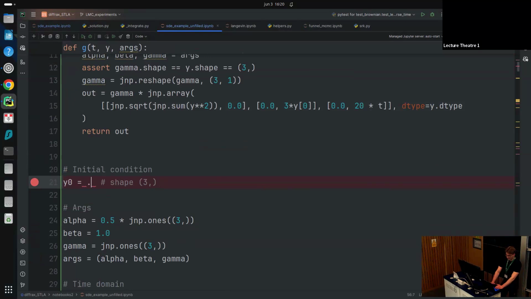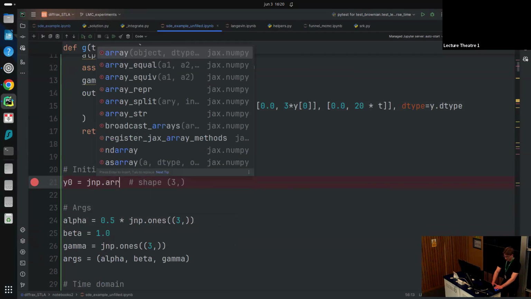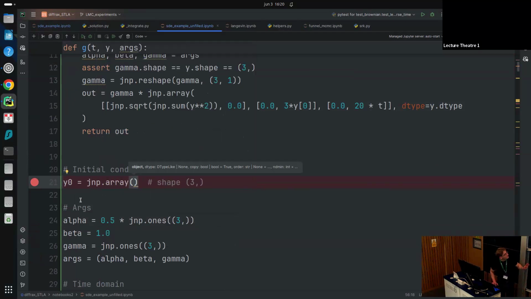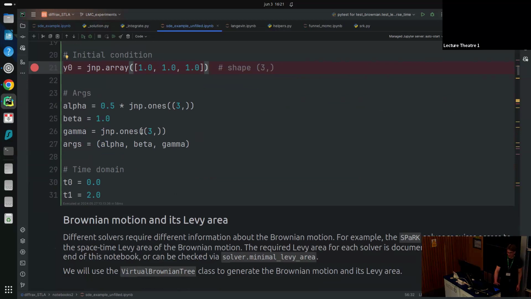Anyway, and then you need to also define the y0. One thing to note, I'm using jnp to stand for jax.numpy. All of the commands that are in NumPy are usually also in jax.numpy, and you use them in exactly the same way, so it's going to be familiar to you. Okay. And then we just need to specify the parameters and the time domain.